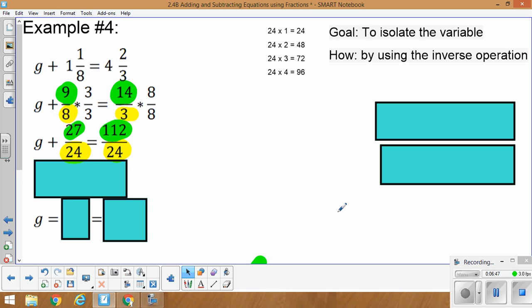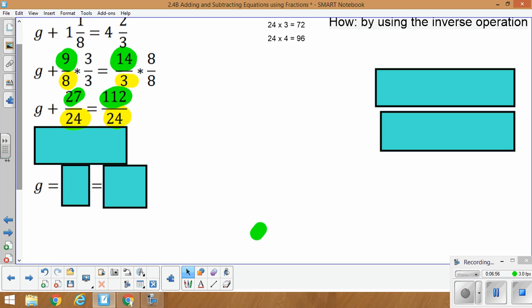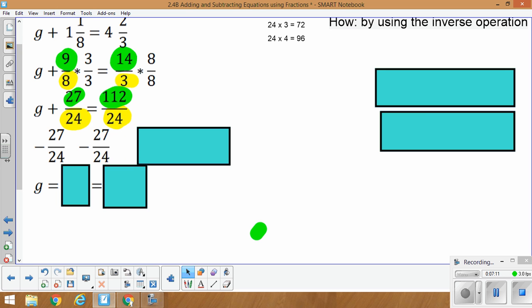All right, now that you have your numerators, we can focus on isolating the variable by using inverse operation. So G, we're adding 27 over 24 to G. So the inverse of adding to the variable is subtracting. So we're going to subtract 27 24ths from the left side and the right side.